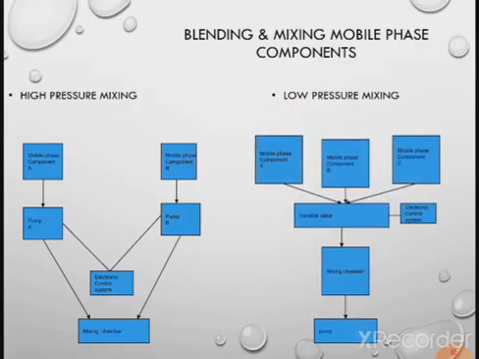As we see in the diagram, the low pressure mixing has mobile phase component A, mobile phase component B, and mobile phase component C. So these three components are pre-mixed by using specially operated valves, and then they are mixed with the fixed or particular component in the mixing chamber, and then they are provided to the pump.